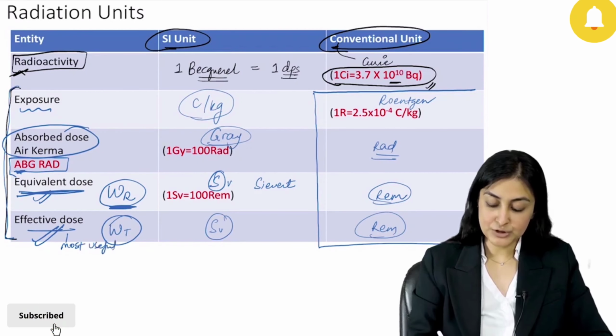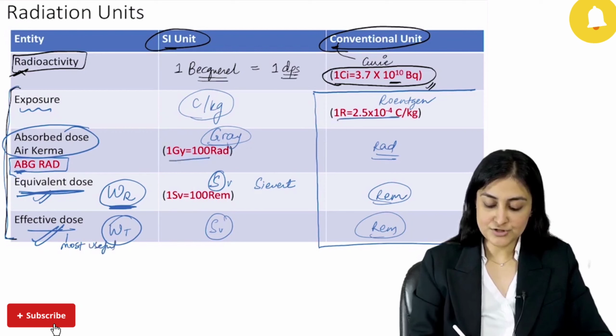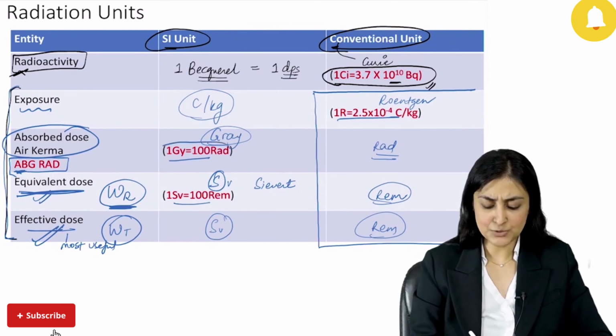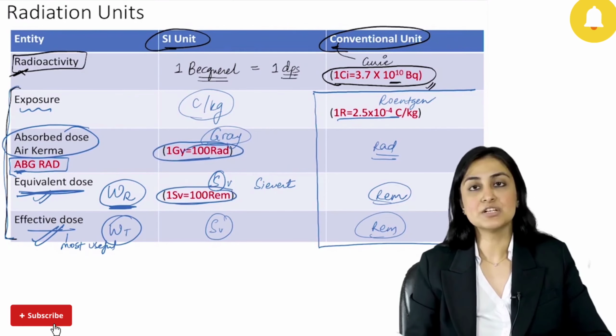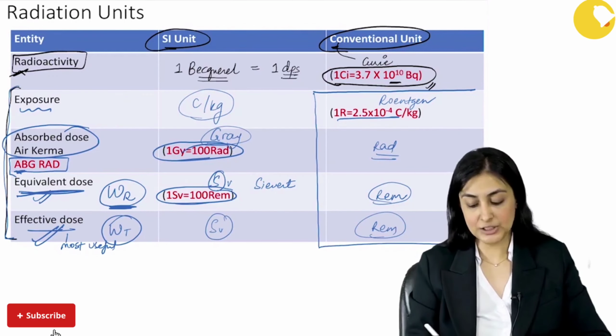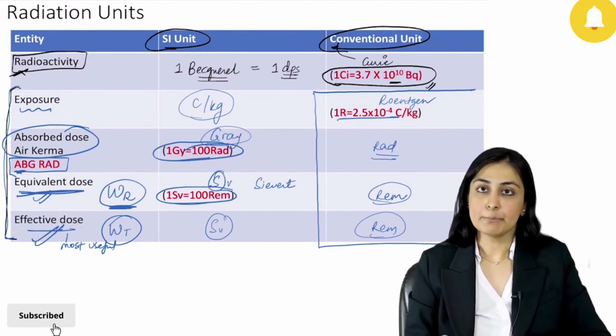Alright, and I've also given you the conversion factors for each of them, which are not frequently asked, but you can just remember these two. 1 gray equals 100 rad, 1 sievert equals 100 rem. So these are the units that we need to remember.